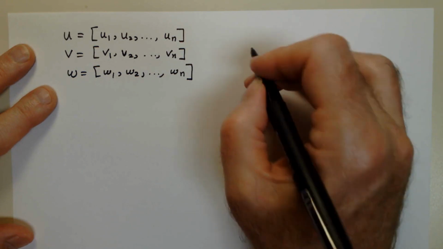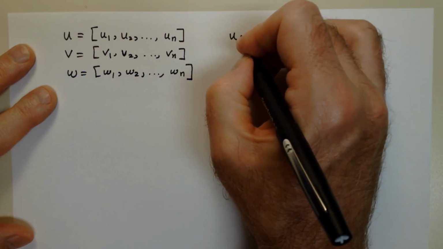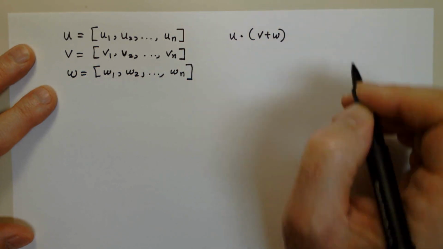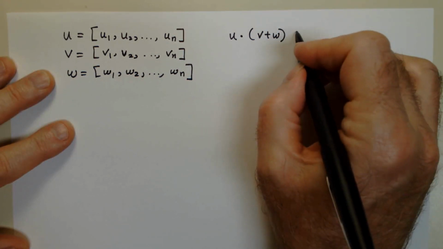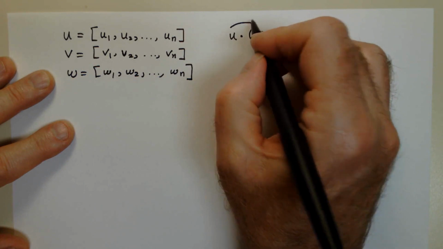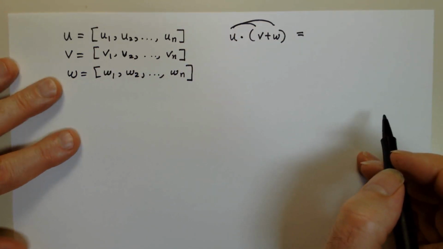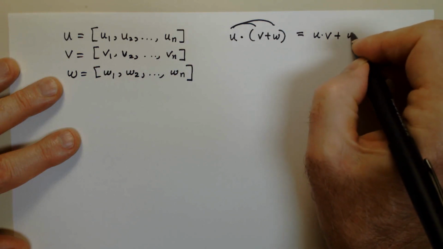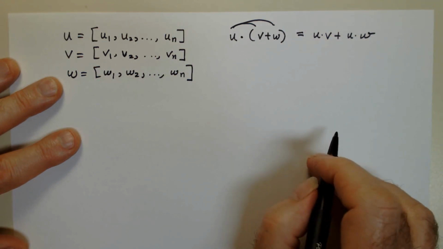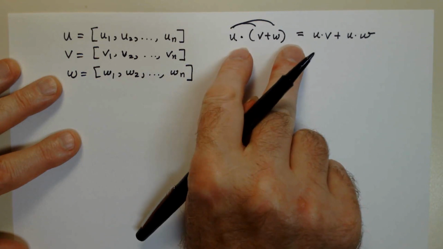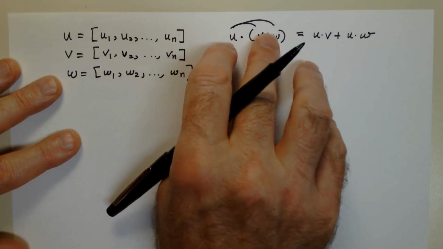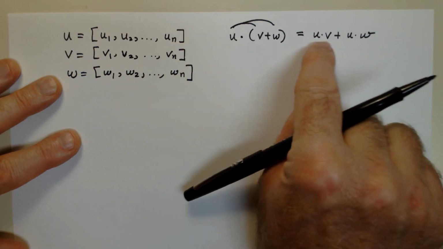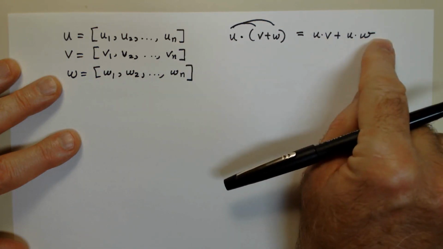Now, remember what I'm trying to prove. I'm trying to show that when I take the dot product of u with the vector sum v plus w, that's the same thing as distributing this dot product across this vector sum. So u dot v plus u dot w. Now, I'm going to start here on the left-hand side, and do the vector sum, bring in the dot product, and I'll show you that by a process of manipulations that we can end up with this right-hand side.